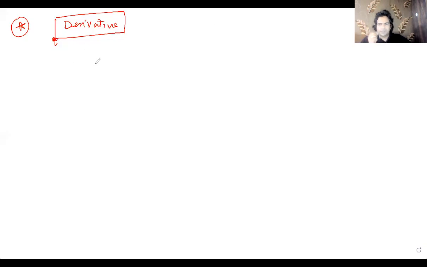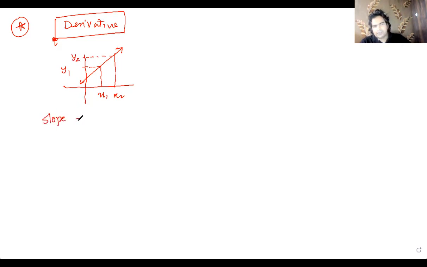So when you talk about the derivative, let's first talk about the simple thing, which is the slope of a line. The slope of a line is given by, if I take this as x1 and the corresponding point y1, and x2 with the corresponding point y2, the slope is y2 minus y1 over x2 minus x1.